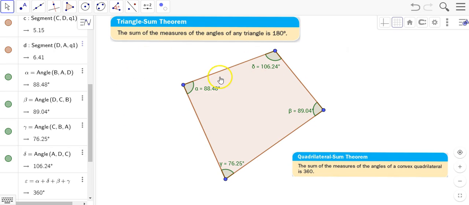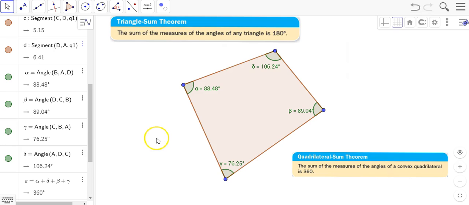So I have a quadrilateral here on the screen, and I've already measured all the angles. So this angle right here is 88.48. This one here is 106.24. This one here is 89.04 and then 76.25. I apologize that they're decimals. I'm going to manipulate these in just a minute, so that hopefully won't matter and we'll get the idea.